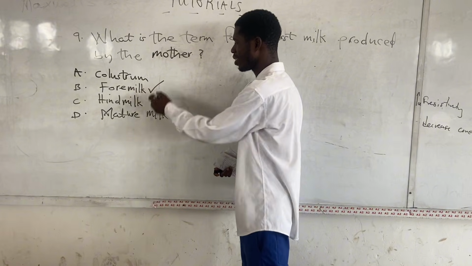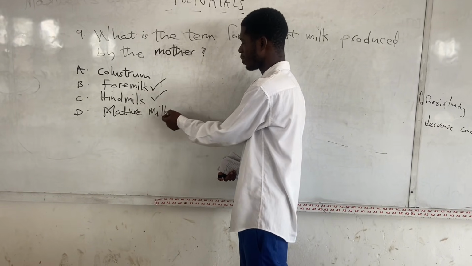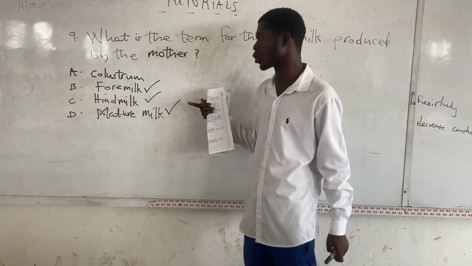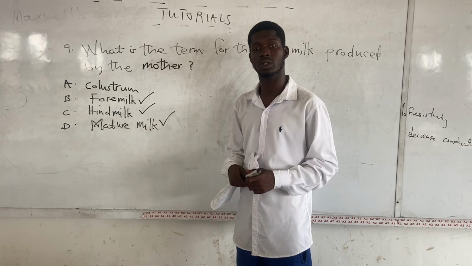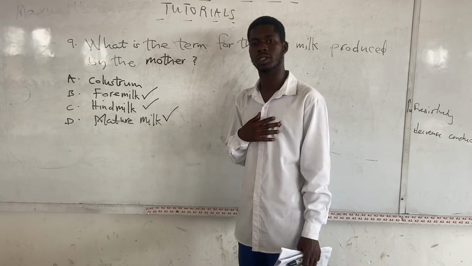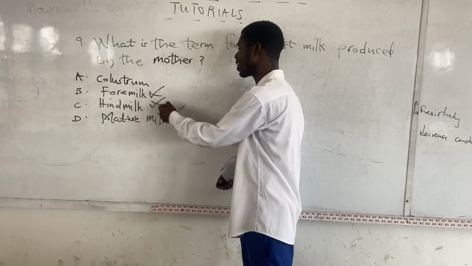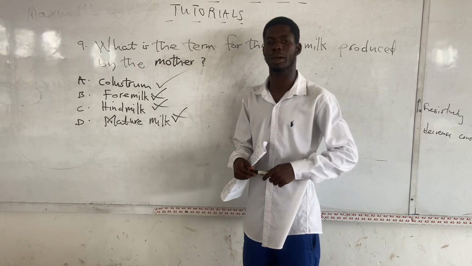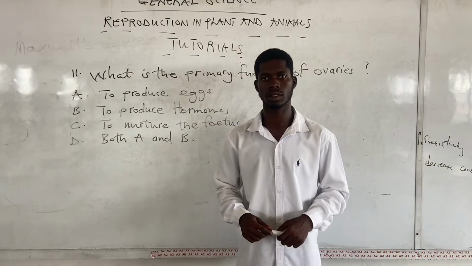So consider the possible answers. Formula, no. Hen milk, no. Mature milk, no. The right answer for this question is colostrum. When the child is born, the first milk given to the child, the first milk produced by the mother, is called colostrum. So the right answer for question number 9 is A, colostrum. Thank you.